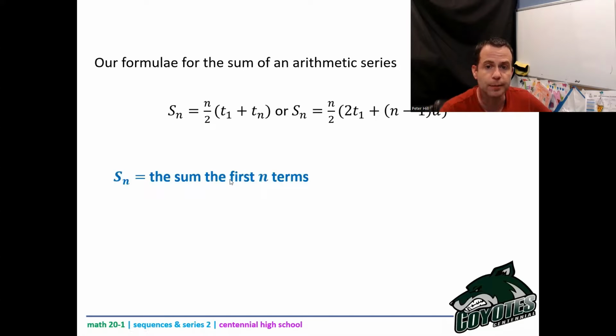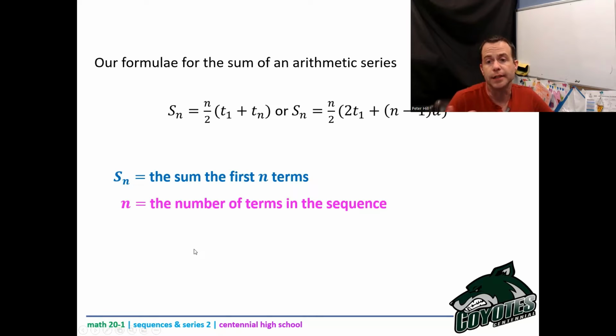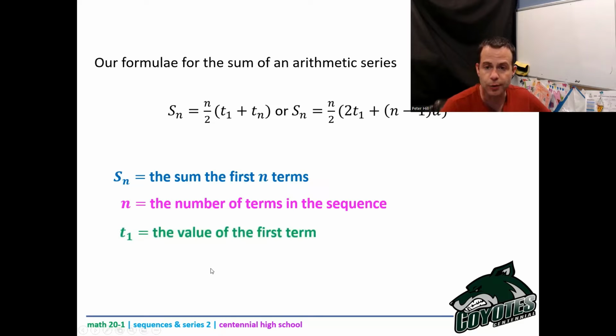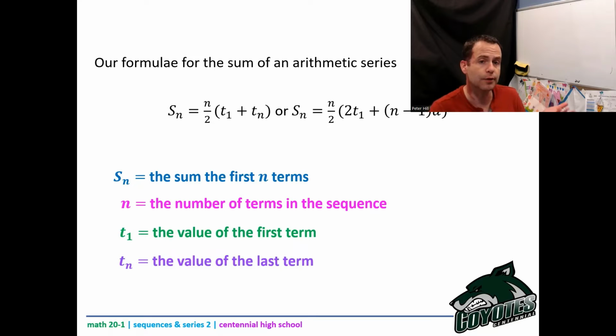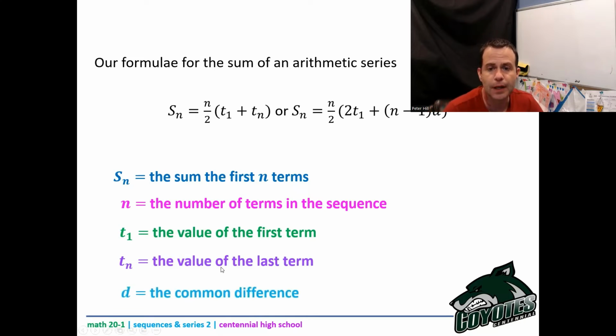So just a reminder of each thing: S of n is the sum of the first n terms, where n is the number of terms in the sequence. T1 would be the value of that first term. Tn is the value of the last term, and then d is the common difference. So those are the two formulas for arithmetic series.